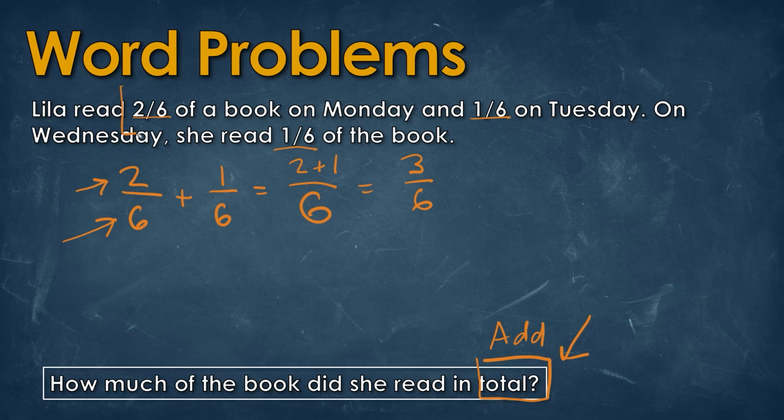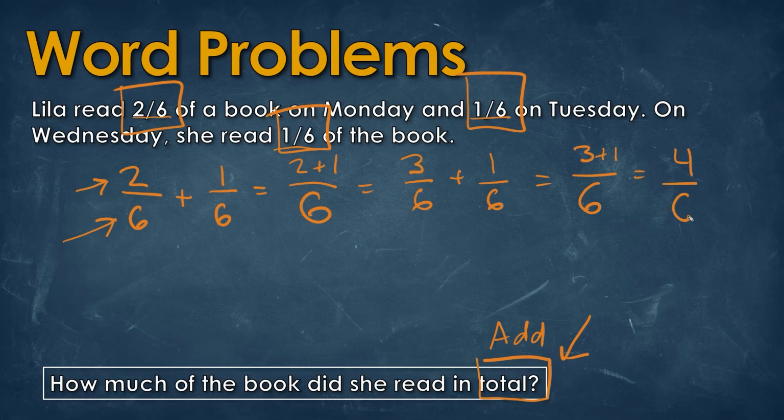Now we took care of these two numbers first, so now we need to take care of this last number, which again is 1/6. So we'll add those numbers, and again, since the bottom numbers are the same, we're going to keep that number the same. And then adding the two top numbers, we'll have 3 plus 1, which is going to give us 4. So how much of the book did she read in total? It's going to be 4/6.